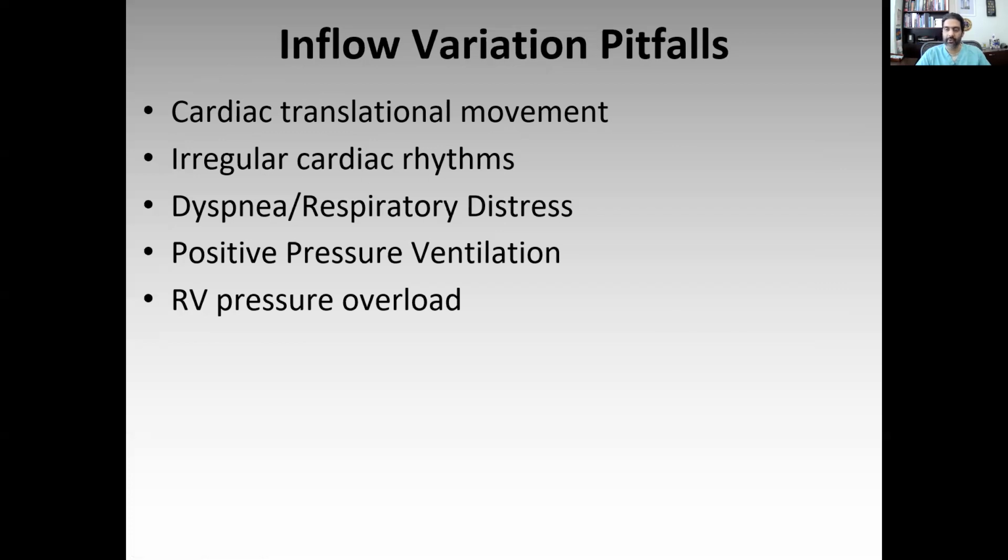Same story with irregular cardiac rhythms. With irregular cardiac rhythms like AFib, by definition, you have variable filling. And so you'll have mitral inflow variation because of that, which may have nothing to do with tamponade. And secondly, think of all the things that cause pulsus paradoxus. So respiratory distress, high levels of positive pressure ventilation, RV pressure overload, all these things can cause pulsus paradoxus. So all these things will cause mitral inflow variation, which would be independent of any sort of tamponade effect.